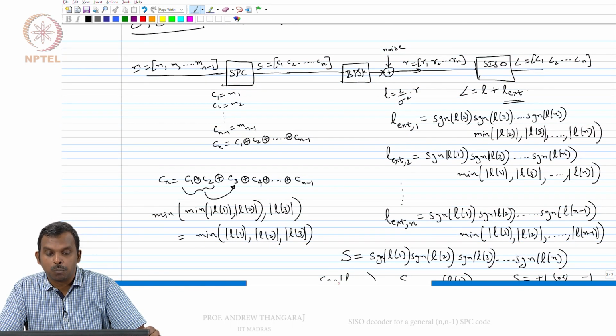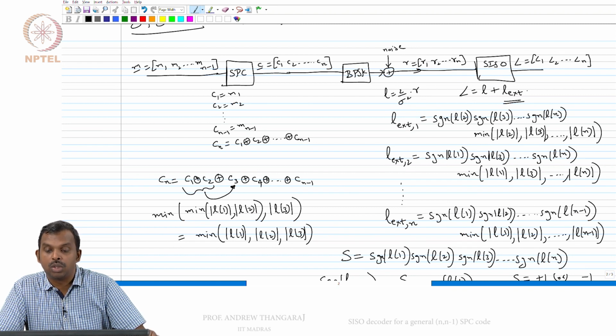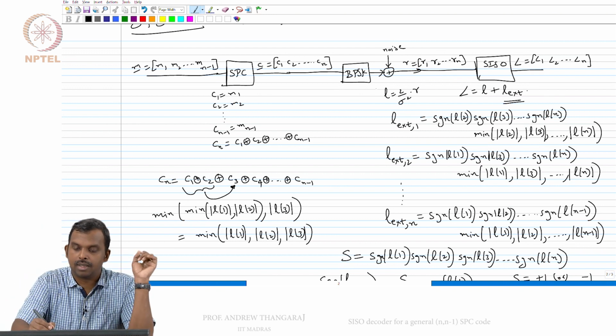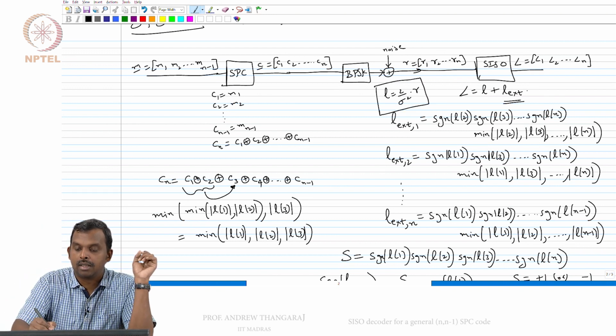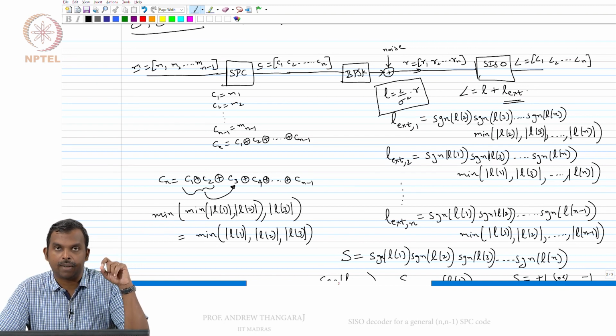Once again, let me repeat. When you have the n-1 single parity check code, how do you do the SISO decoder? You compute the intrinsic LLR first. This is the channel or intrinsic LLR, 2 by sigma square times r, and then from that you compute the extrinsic LLR. Now, how do you find the extrinsic LLR? We will use the min sum approximation, we are not going to do anything else.